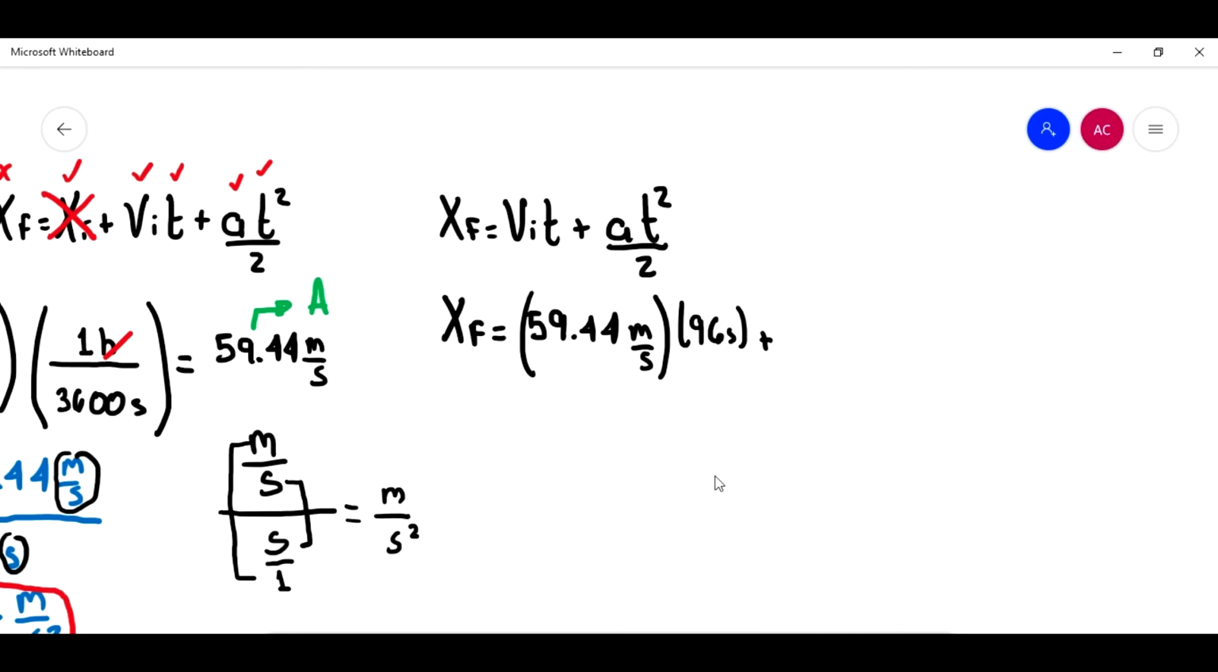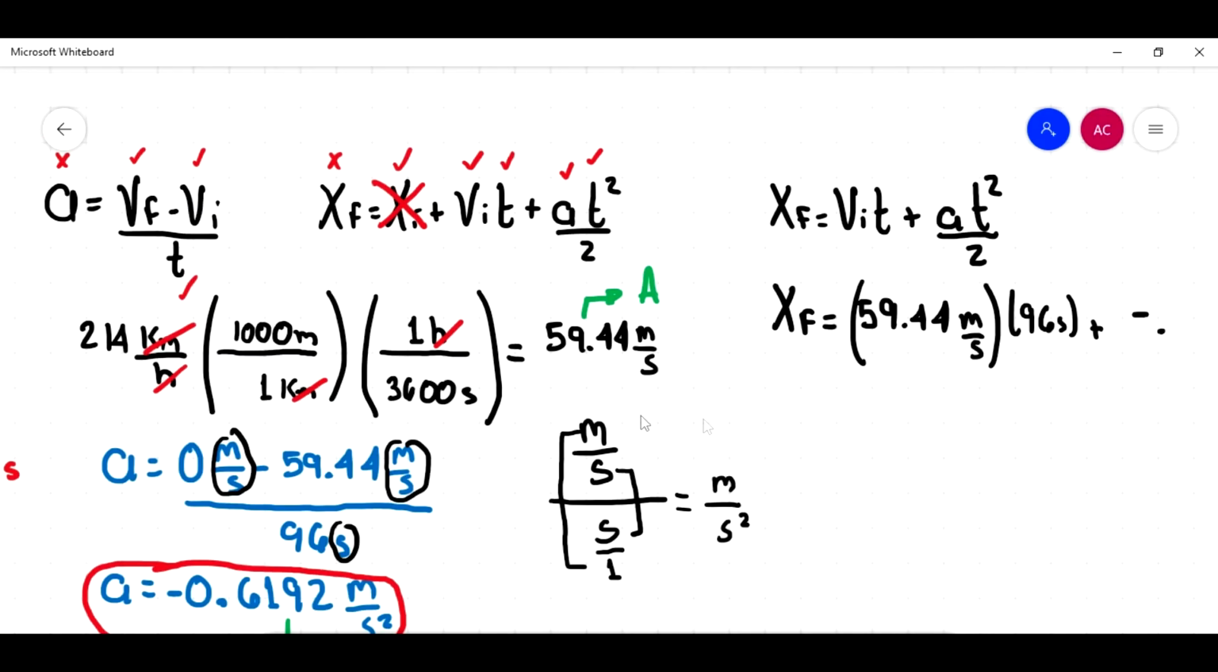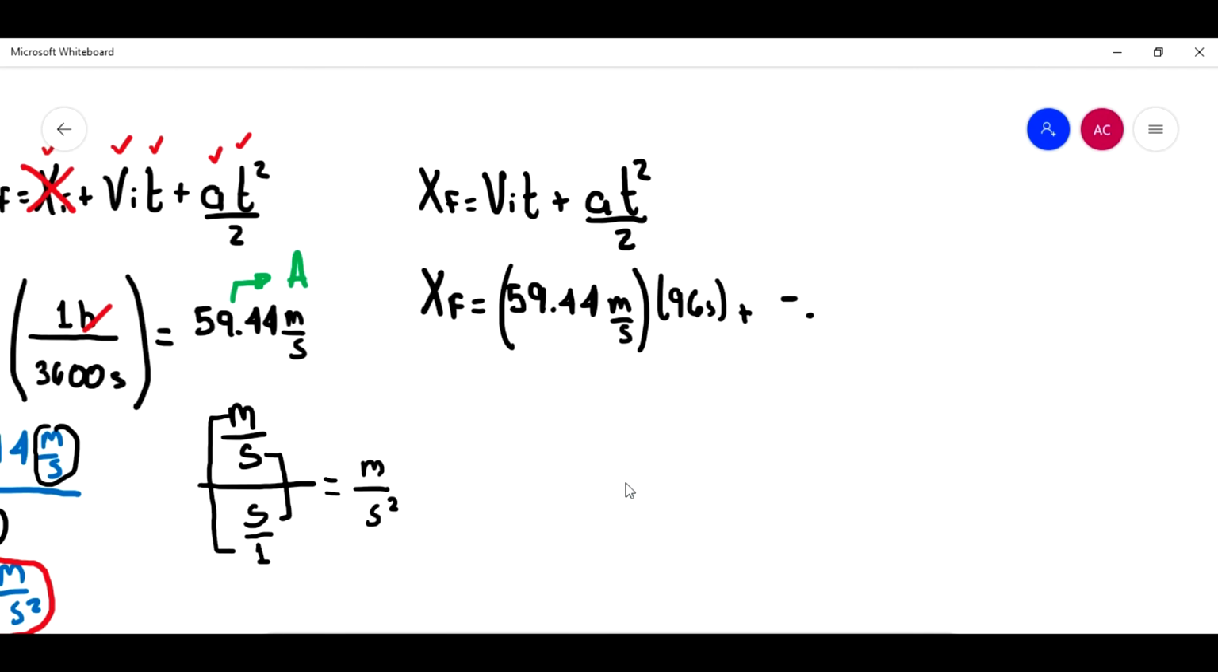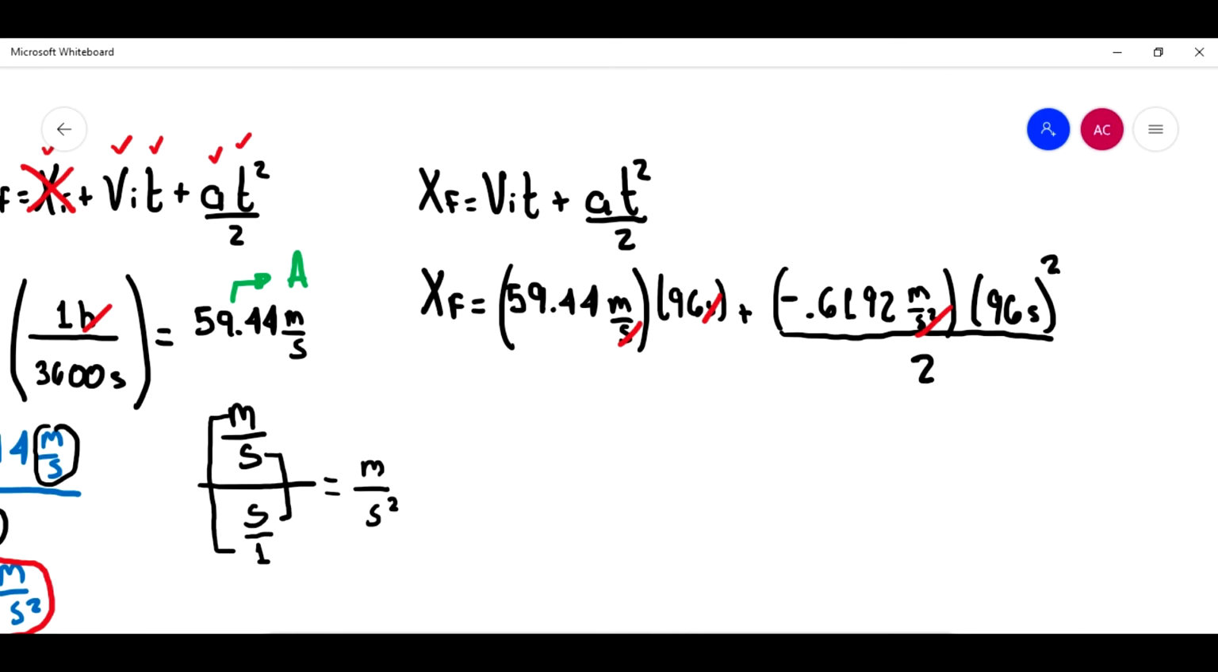Okay, minus 0.616192 meters per second squared. That is going to multiply 96 seconds over 2. Okay, if I do this, well, seconds are going to be canceled with these seconds, and second squared, I forgot it, but this is a square. And those second squares are going to be canceled with this second square. So let's do this operation in the calculator.